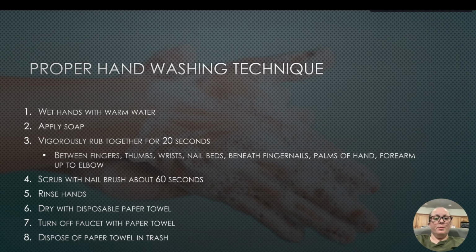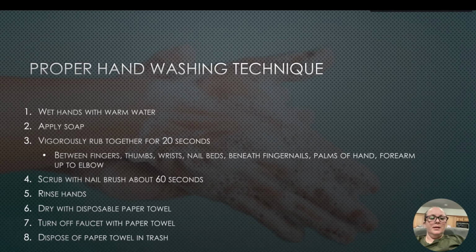All right. Proper hand washing techniques. We should know this by now. You wet your hands with warm water, apply the soap, preferably an antibacterial soap. If you don't have that, a regular soap is fine, but we want to try to have antibacterial soap so we can kill as much of these nasty little buggers as we can. You want to rub together for 20 seconds, or you can sing ABC or Happy Birthday, whatever you want to do.